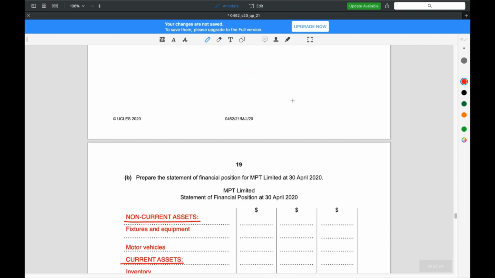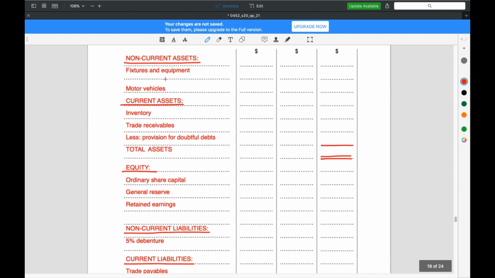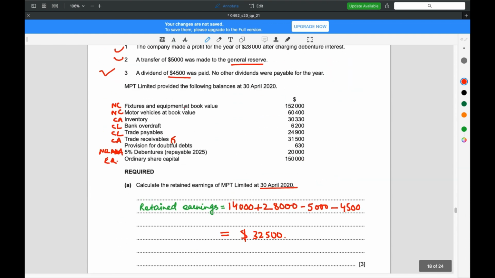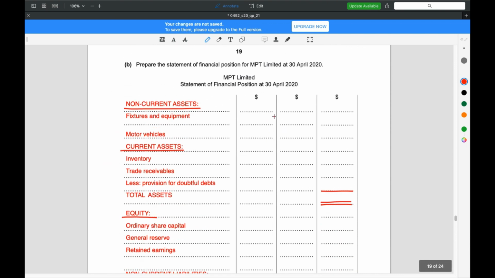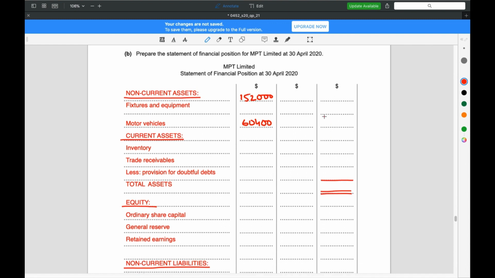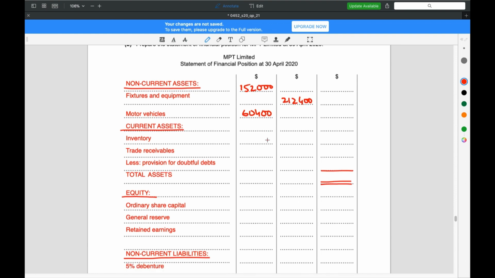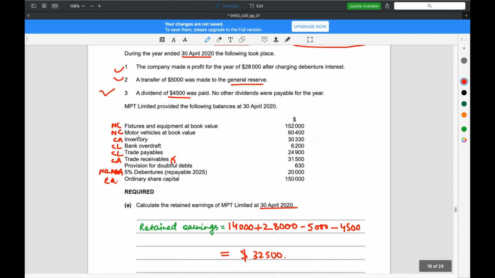All right. So, writing all of this down, you have fixtures and equipment. He's given you the book value for the fixtures and equipment, which means that you don't have to take care of any depreciation, which is easy. So $150,000 for the fixtures and equipment, and then the motor vehicles he's given you as $60,400. All right. So you add them up later. So this is going to total here 212,400.